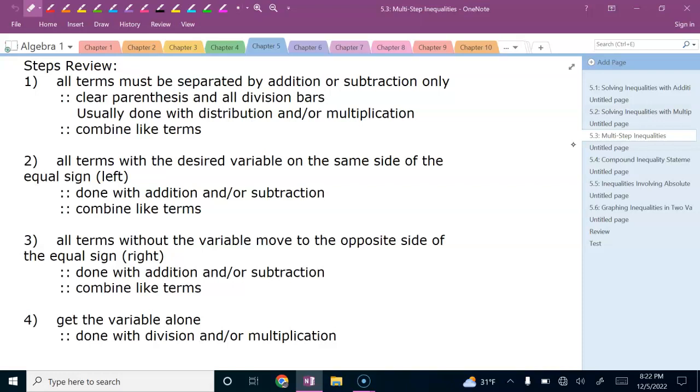If you need to at any time, you can switch your inequality around so that you have your x on the left-hand side of the inequality and your number on the right-hand side. We've seen that before where you can just flip the whole problem around. Just make sure if you do that, that you also flip the inequality sign around so that the alligator mouth opens up to the correct side.